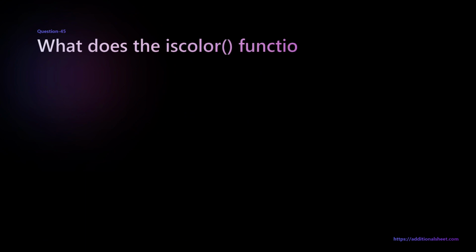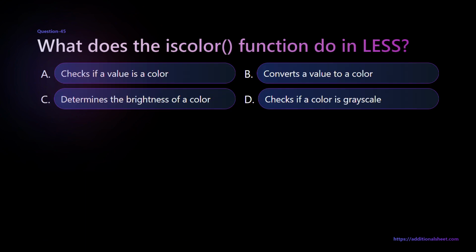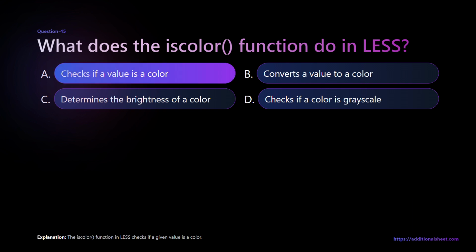What does the isColor function do in less? Option A, checks if a value is a color. Option B, converts a value to a color. Option C, determines the brightness of a color. Option D, checks if a color is grayscale. The correct answer is option A, checks if a value is a color.